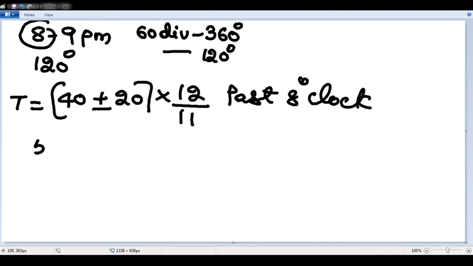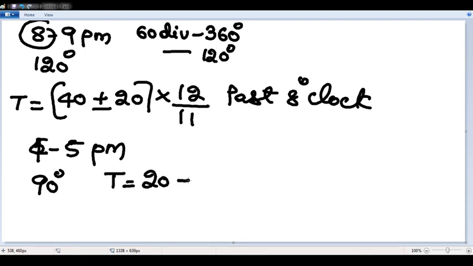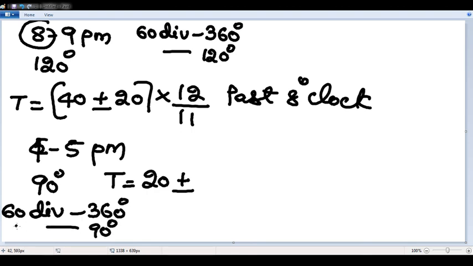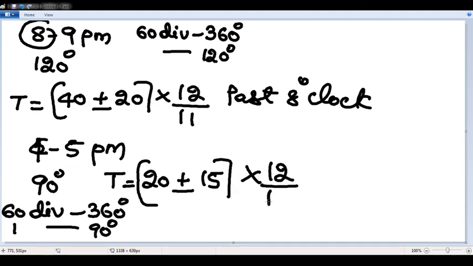Suppose it is 4 to 5 p.m., 90 degrees. You can create any question that comes into your mind, sir. 4 to 5 p.m., 90 degrees. Time equivalent to 4 5s are 20. 20 plus or minus, 60 divisions is 360, 90 degrees is 15 divisions. 20 plus or minus 15 into 12 by 11. I hope it is clear, sir.